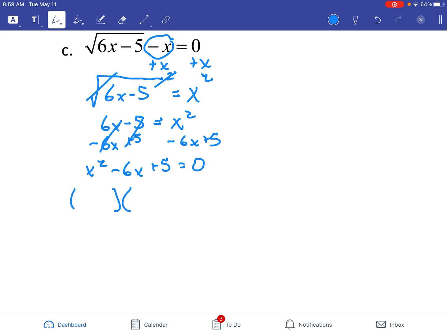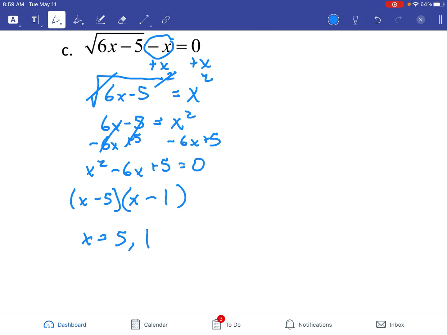What are the factors that make up 5 when you multiply two numbers but add up together to give you -6? And they would be -5 and -1. All right, negative 5 times negative 1 is positive 5. Negative 5 minus 1 is negative 6. So our answers are x equals 5 and 1. But this is a radical equation. We've got to check these answers.